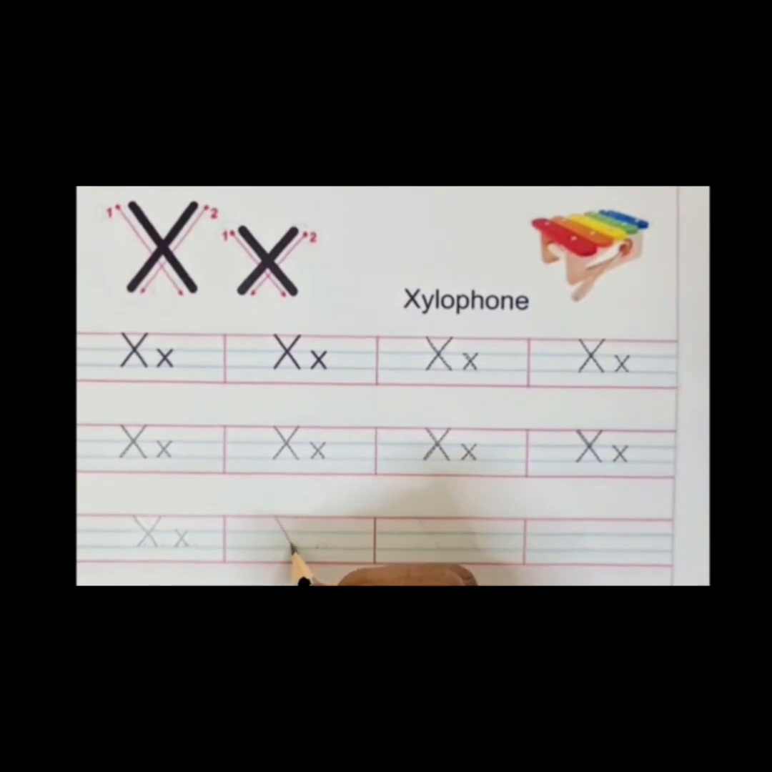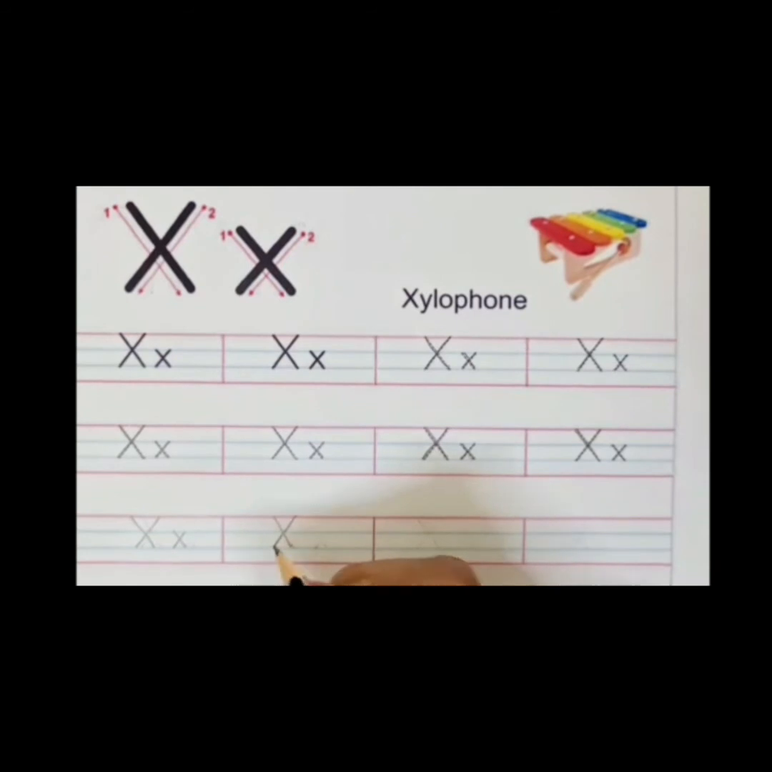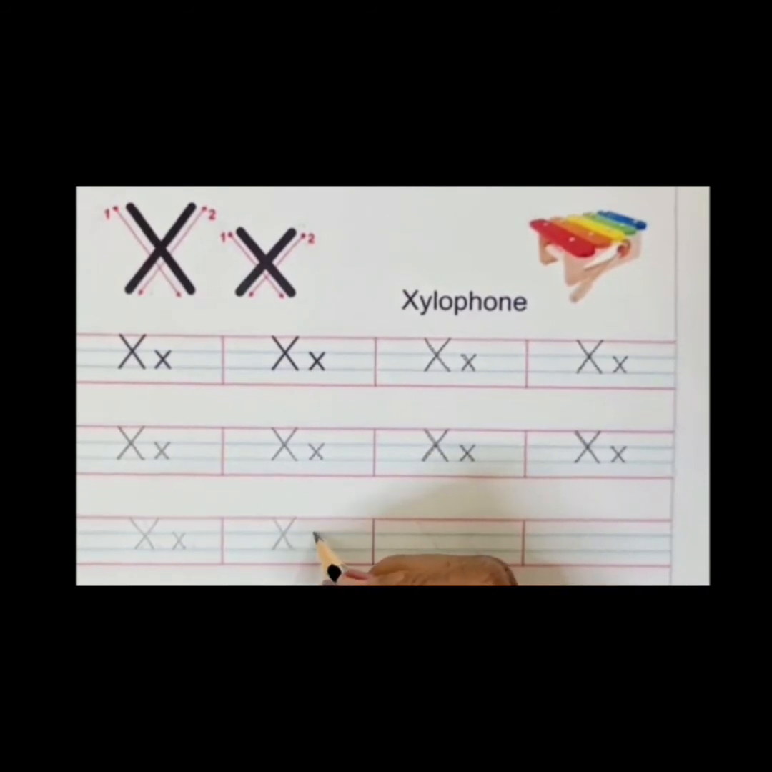Red line to second blue line. Opposite slanting line from red line to second blue line. Capital X, small x.